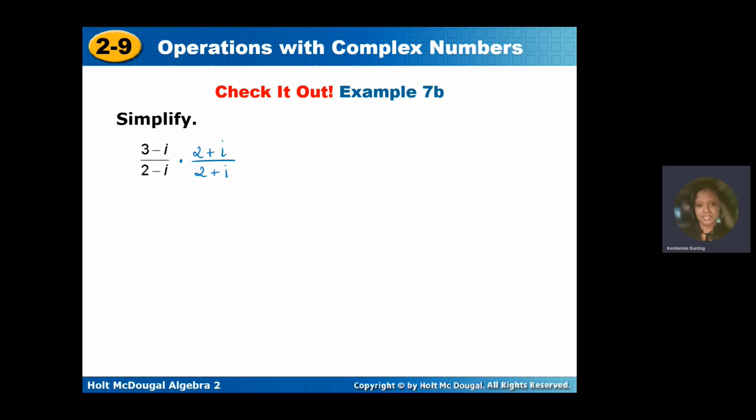So let's see, you said 3 times 2 is 6. 3 times i is positive 3i. Negative i times 2 is negative 2i. Negative i times i is negative i squared. Yeah, it's a new term. Okay? And don't forget 2 plus i over 2 plus i. Keep going, you're on the right track.